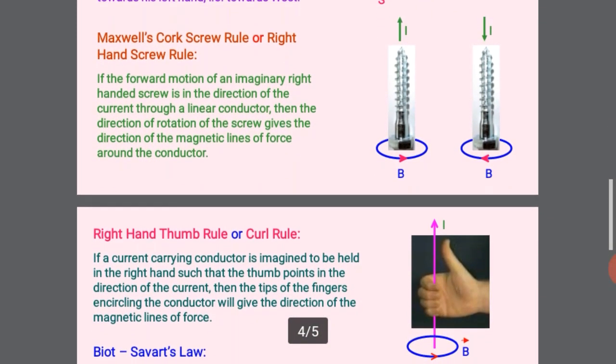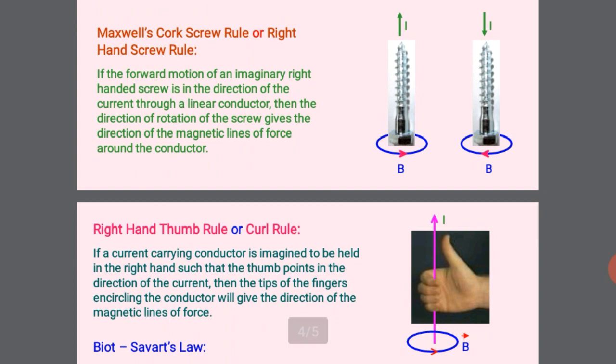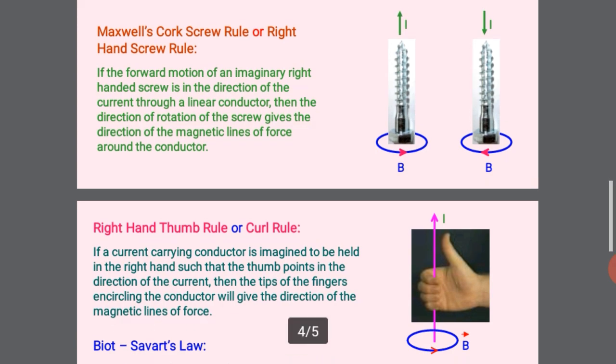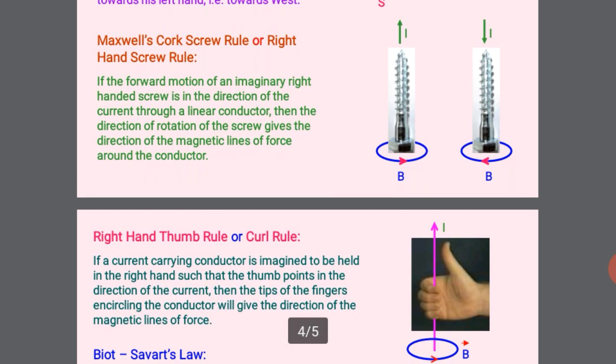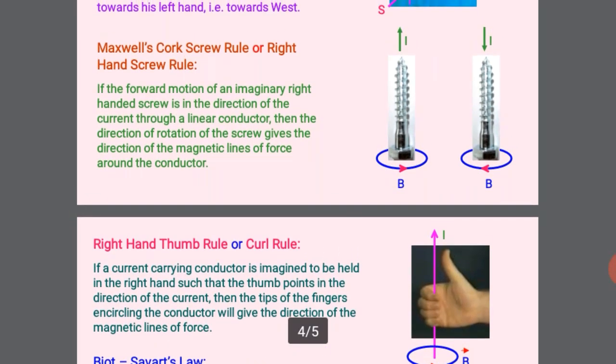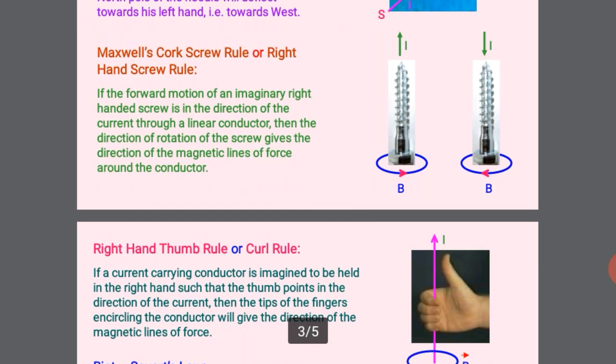Now for determining the direction of the magnetic field, we have another law which is known as Maxwell's corkscrew rule or right hand screw rule. It states that if you hold the screwdriver in the right hand and rotate it such that the screw moves in the direction of current in the conductor, then the direction of rotation of the thumb will be the direction of magnetic lines of force.